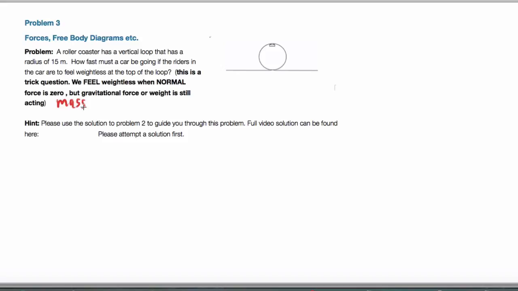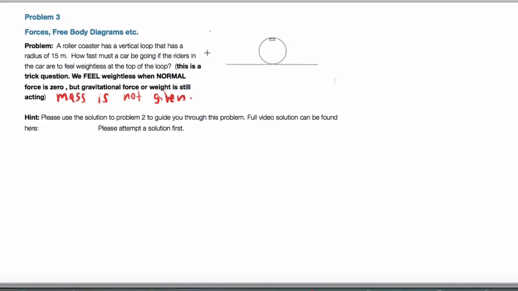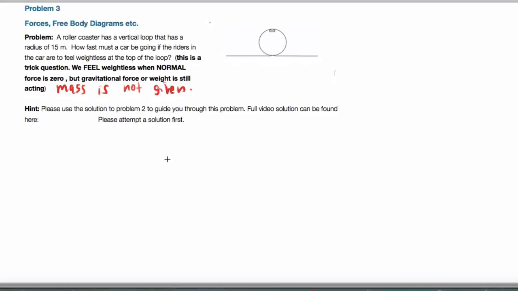Mass is not given, and that's not an accident. Okay, that's actually a deliberate thing. Now, what does that mean in real life? What it means is it doesn't matter whether this roller coaster is 1,000 kilograms or 3 kilograms. The answer to this question is going to be the same no matter what the mass of the roller coaster is. So to this end, let's begin.